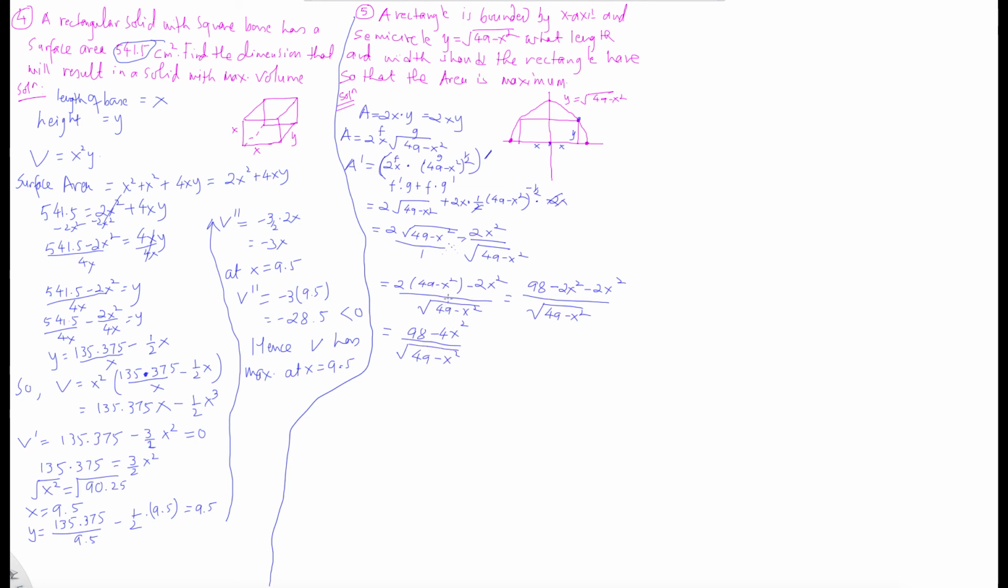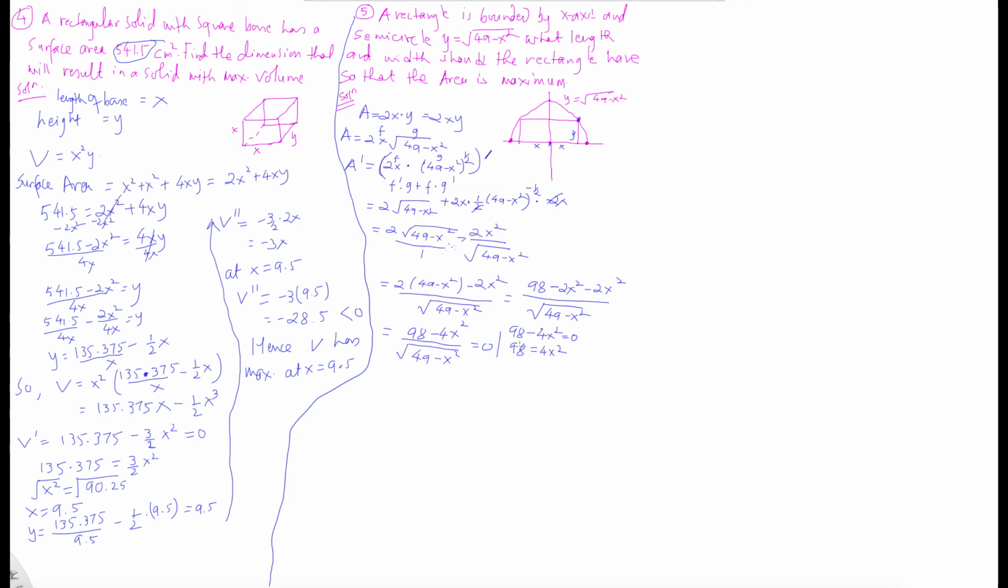Now to find the critical points, what should you do? You set that equal to 0, right? If you set that equal to 0, you should do the top equals 0 and the bottom equals 0. If you do the top equals 0, you will get 98 minus 4x squared equals 0. You will get 98 equals 4x squared, divided by 4, and then take the square root, right?